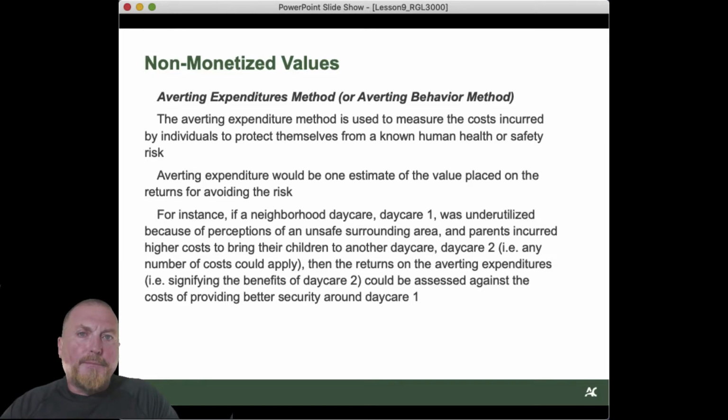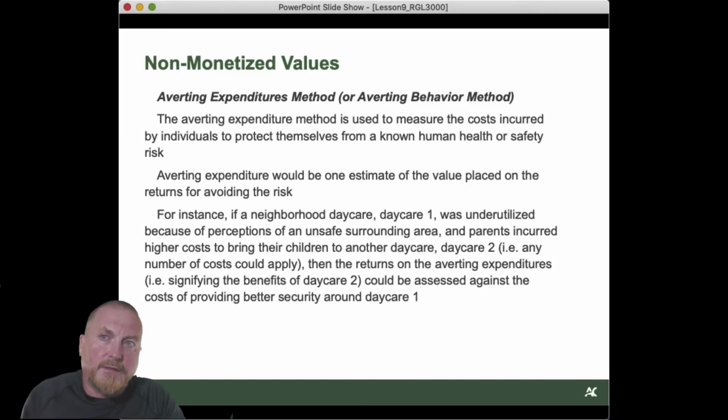So another method, very similar to travel cost, is the averted expenditures method. And it's used to measure the costs incurred by individuals to protect themselves from a known human health or safety risk, okay?